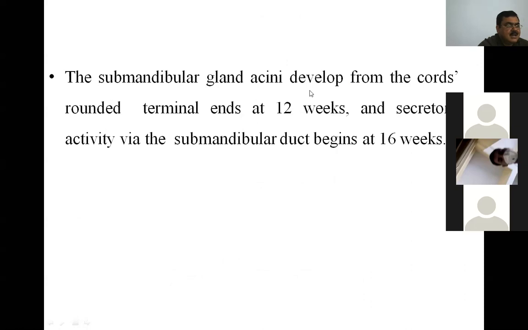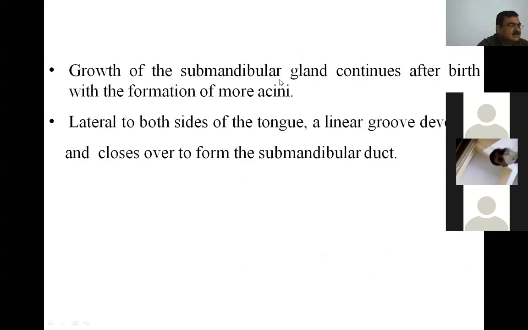The submandibular gland acini develop from the rounded terminal ends at the 12th week, and secretory activity by the submandibular gland begins at 16 weeks. Growth of the submandibular gland continues after birth with the formation of more acini. Lateral to both sides of the tongue, a linear groove develops and closes over to form the submandibular duct.